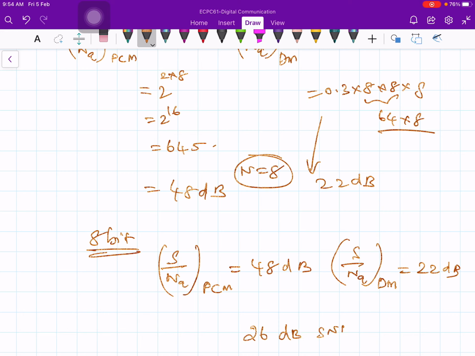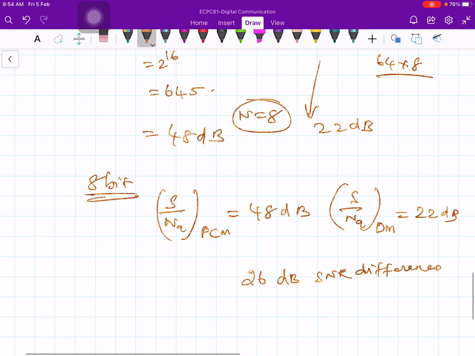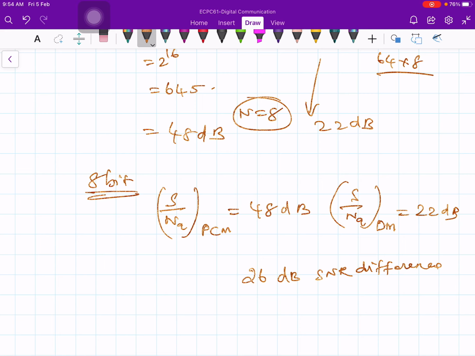SNR difference between delta modulator and pulse code modulation. But mind you, this is a situation for a simple delta modulator. Okay, we are not using adaptive delta modulator, but we are comparing with a simple delta modulator. We never really use a simple delta modulator in practice.